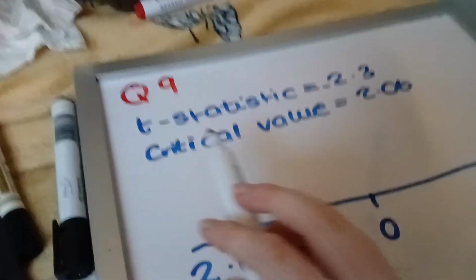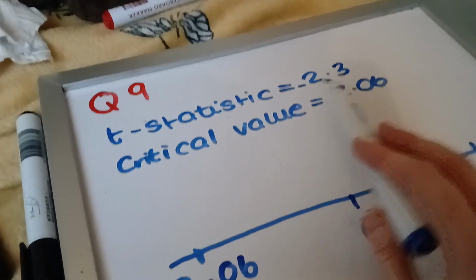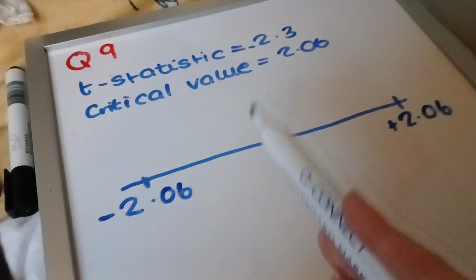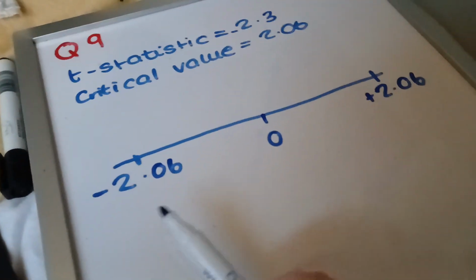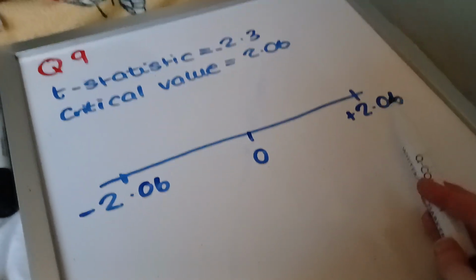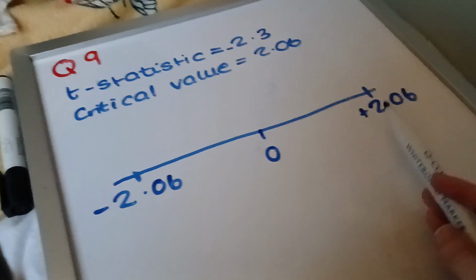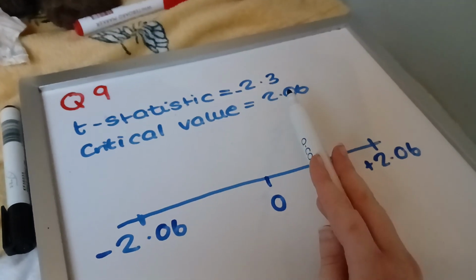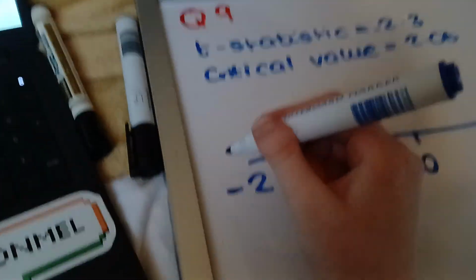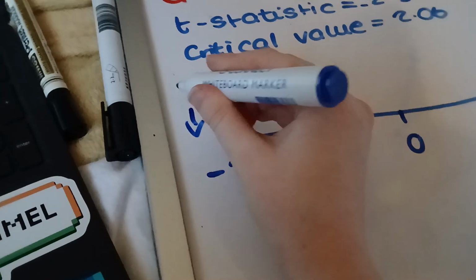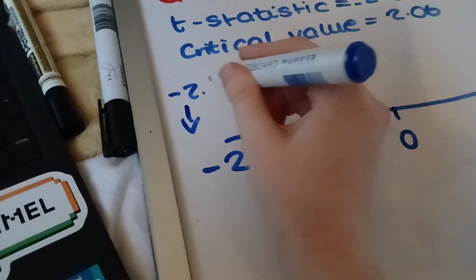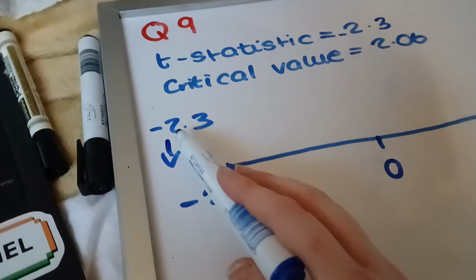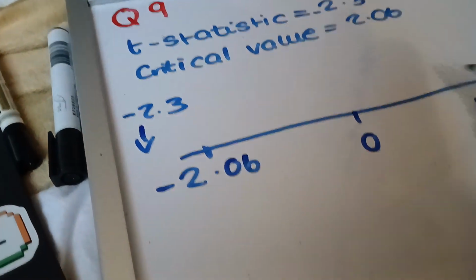So we found our test statistic, which is minus 2.3. We have our critical value, which is 2.06. To find this out, I always draw a range. You put minus 2.06 on one side and plus 2.06 on the other side. We're looking for where on this range minus 2.3 falls. If 0 is in the middle, then minus 2.3 would fall behind minus 2.06, so it is going to fall outside of the range.